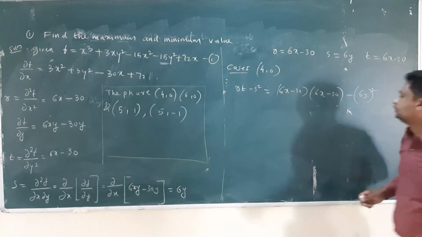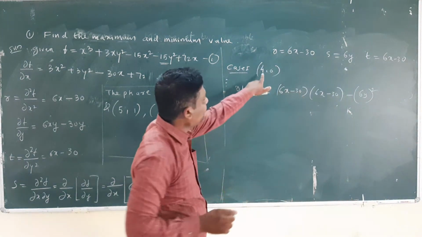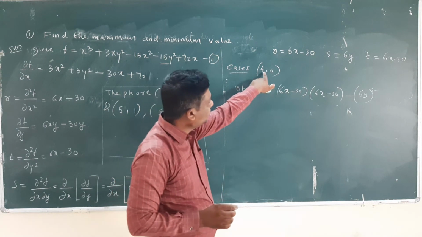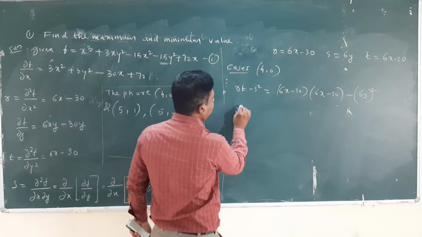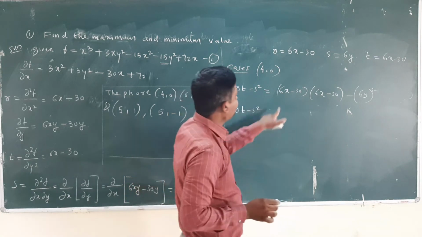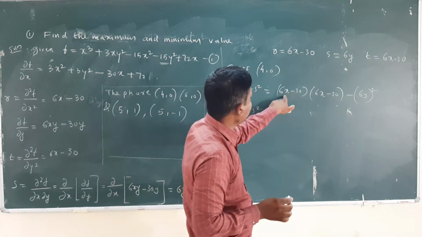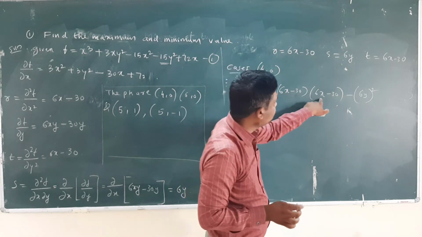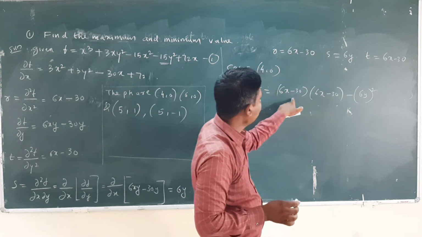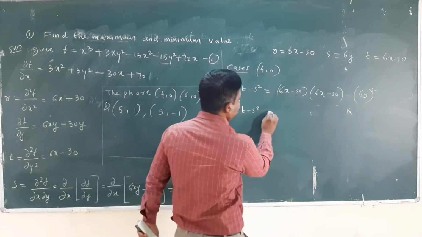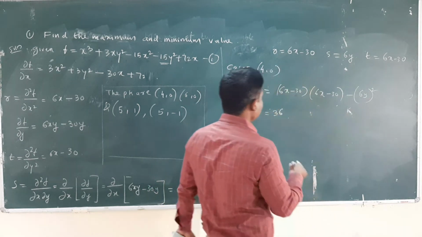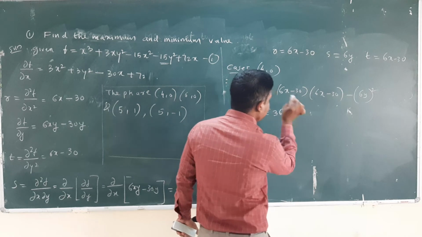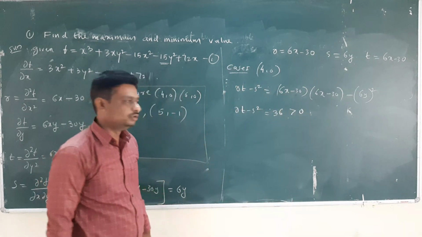6y whole square. So now here the point is (4, 0), that is x equal to 4 and y equal to 0. I will put that point here. If I put x equal to 4, this becomes minus 6 and this also becomes minus 6. Minus 6 into minus 6, so this is 36. So y is 0. So I got here 36, which is greater than 0.